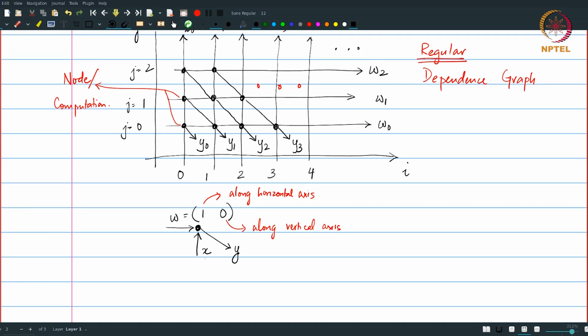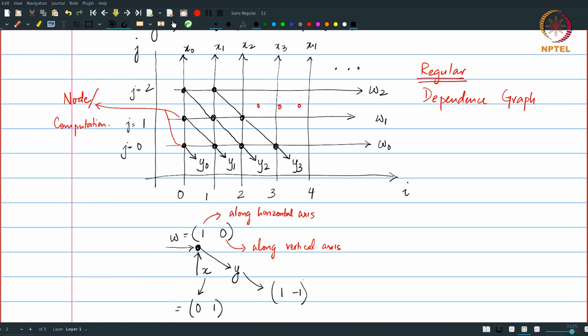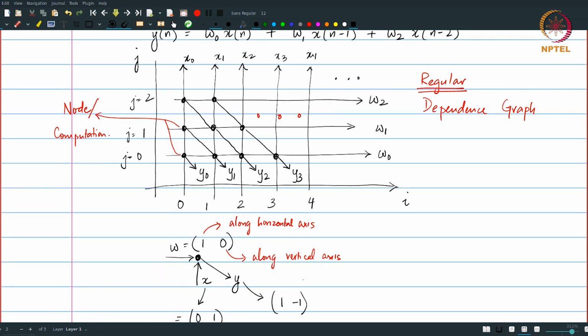Which means that the x corresponds to the vector 0, 1, and y corresponds to the vector 1 in the horizontal axis and -1 in the vertical axis. So effectively, the directions of propagation of each of these signals can be seen as 3 different directions: 1, 0 for the w's, 0, 1 for the x, and 1, -1 for the y's. Note that this dependence graph that I have drawn over here, although it captures all the possible outputs and so on, does not really have a notion of time associated with it. It's primarily focusing on just capturing all the computations and the dependencies between them.